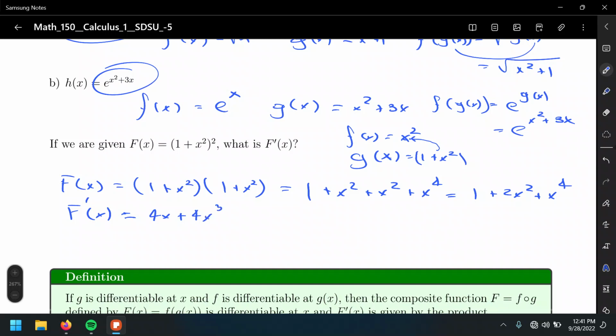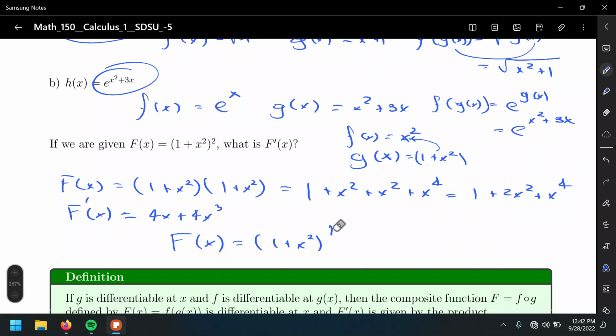Okay, so here's the thing. This one is okay to do without the chain rule. What if I had instead f of x equals 1 plus x squared to the 3rd power? Well, I think it's still doable to do the foiling 3 times, but I don't think that's the most efficient thing to do. What if we had instead the 100th power?